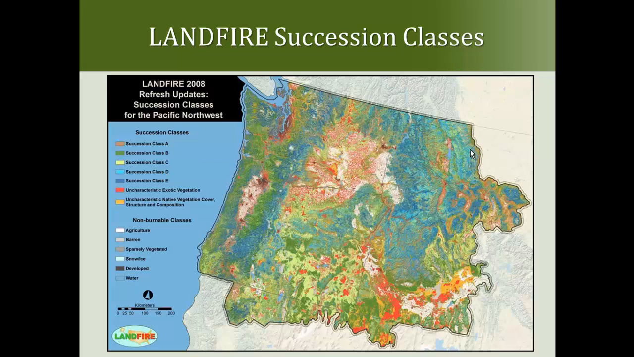Combined, the existing vegetation type, height, cover, and the biophysical settings data, you can map succession classes. I should note that succession classes may not go in a linear fashion. That is, succession class E, or the darker blue, may not be the oldest growth stage. It depends on how the ecosystems were modeled. We also note that there's a fair amount of uncharacteristic exotic vegetation, which may be cheatgrass or other introduced species.